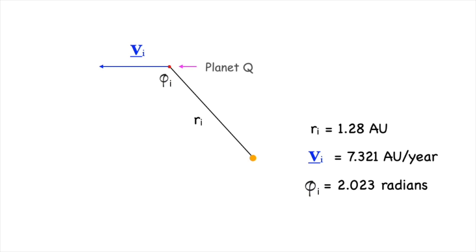Note that the orientation of the major axis of the orbital ellipse is unknown, so we don't know the planet's angular position relative to our reference direction. That is, we don't know the value of theta at this particular moment in time. We will eventually find theta sub i, and simultaneously we will find e, the eccentricity of the orbit. To find them simultaneously, we will need two equations containing these two unknowns.